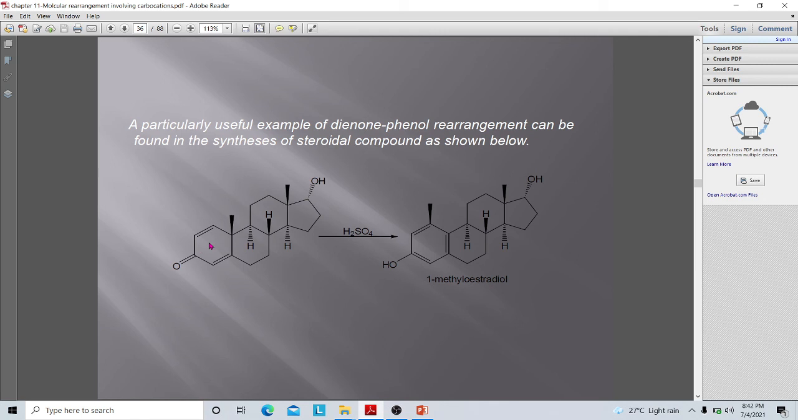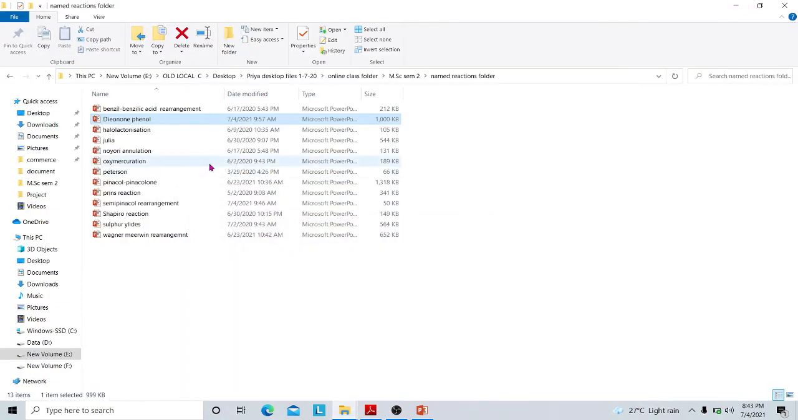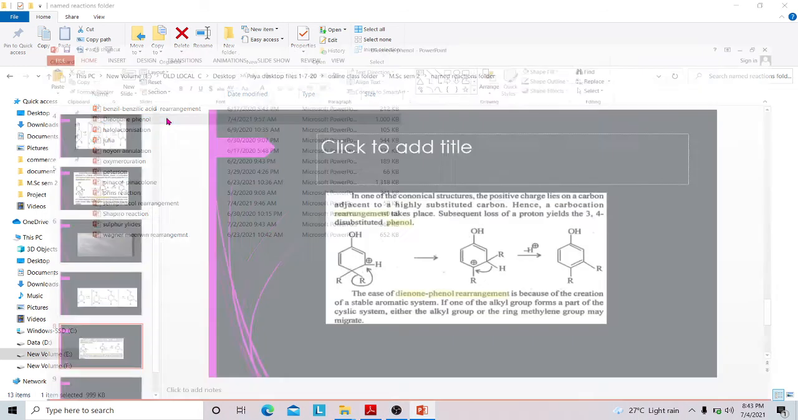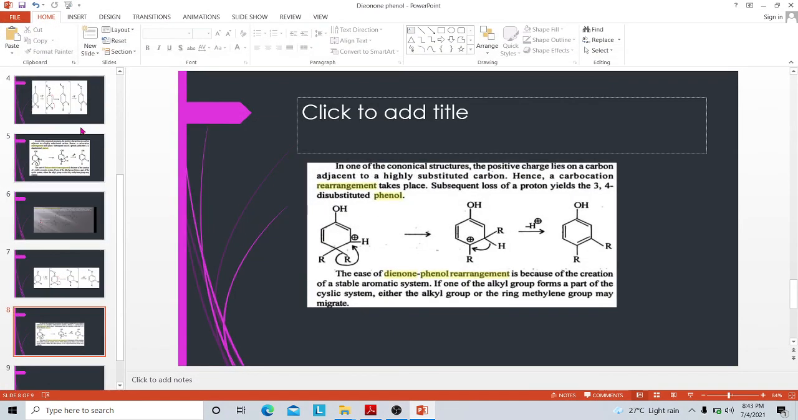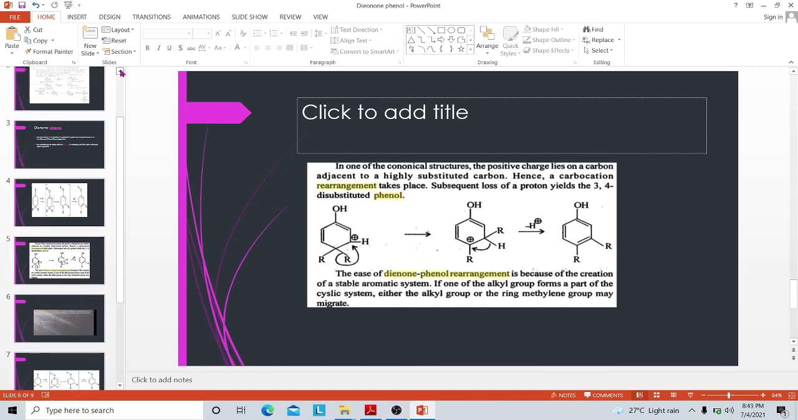When a problem like this is asked, we have to understand what the dienone-phenol rearrangement is. These are all used in organic synthesis. For example, this is a steroidal compound, 1-methyl estradiol, and in this compound also we can see the dienone-phenol rearrangement. That's all about the dienone-phenol rearrangement mechanism.